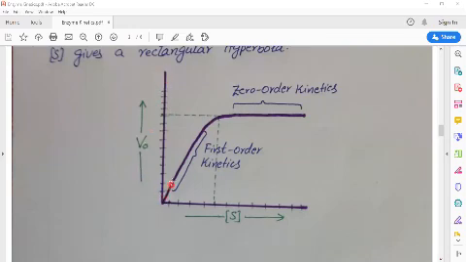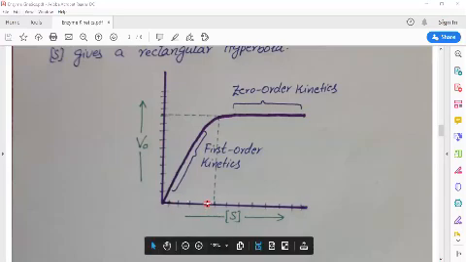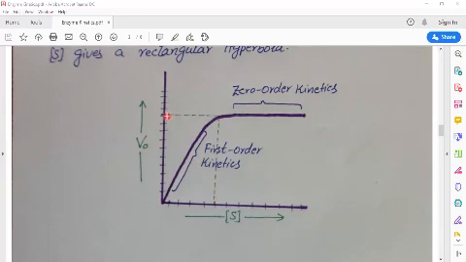In this hyperbolic curve, we can see that up to a certain limit, up to this point, as we increase the substrate concentration, the rate also increases. It means at this substrate concentration, the rate is this one. At this substrate concentration, the rate is this one. At this substrate concentration, the rate is maximum.